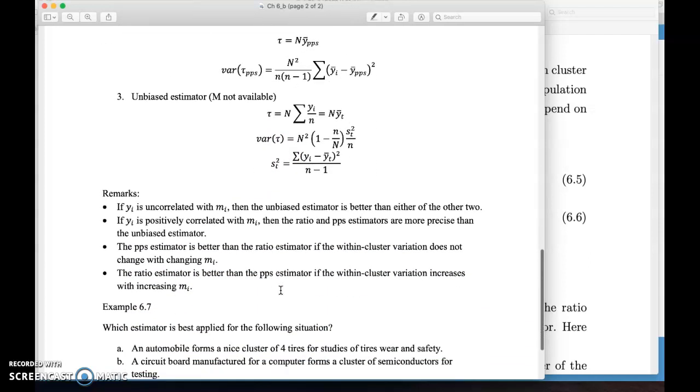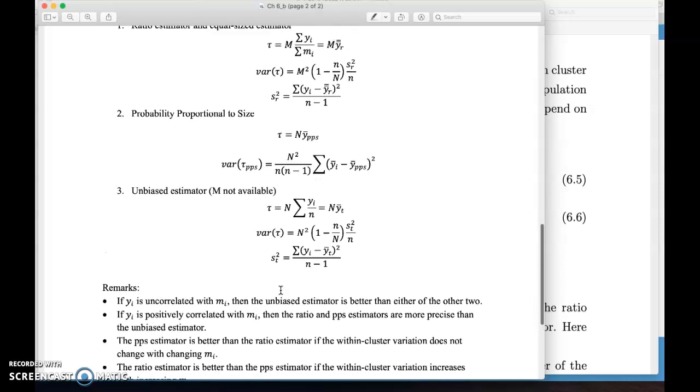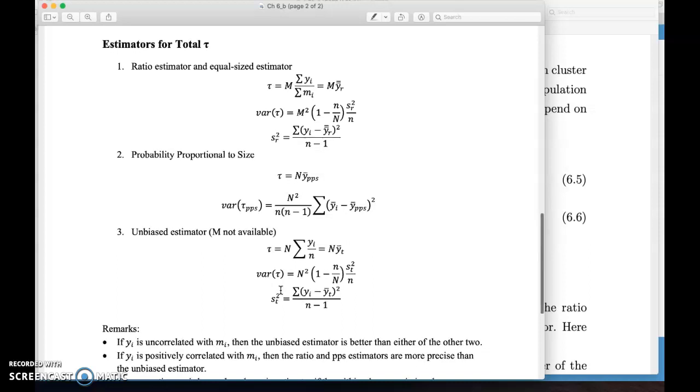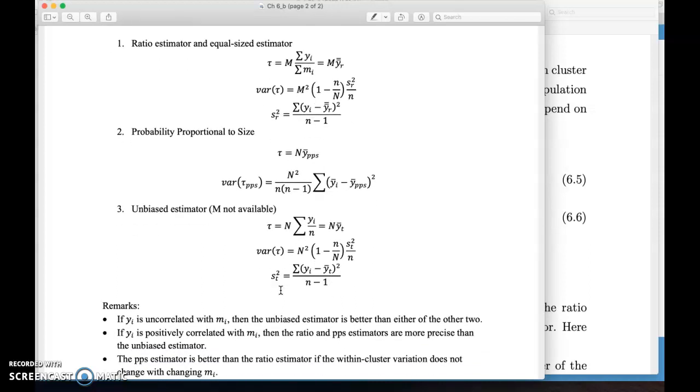Okay, so the remarks are for when you are confused about which estimator to use. We look at the relationship. If yi, the quantity we are interested in, is uncorrelated with the cluster size, then we can use the unbiased estimator, since the cluster size does not matter at all. Or, when the cluster size is constant, we can use the unbiased estimator to help us do the estimation under cluster sampling.